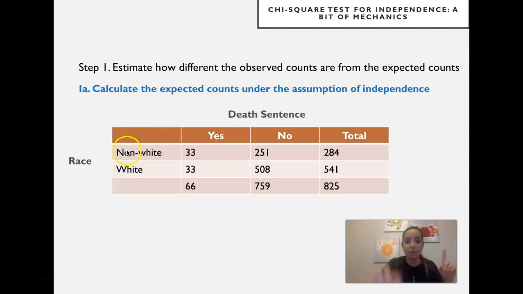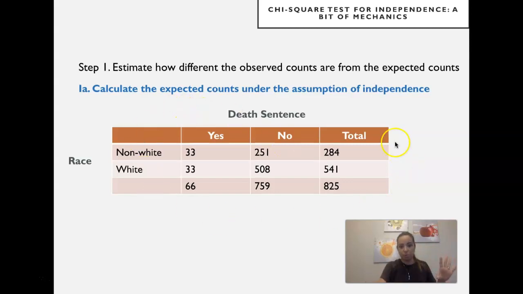What's the probability under the assumption of independence of being white and not getting the death sentence? We can use that product, because when things are independent, that's how you compute the probability. So you can get the counts using the probability law of multiplication, okay?